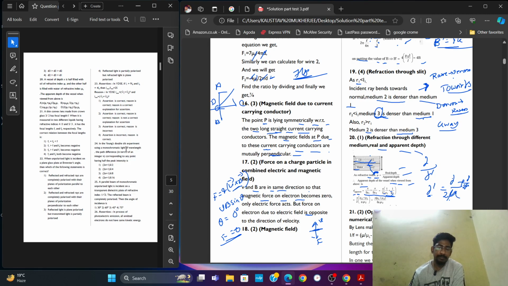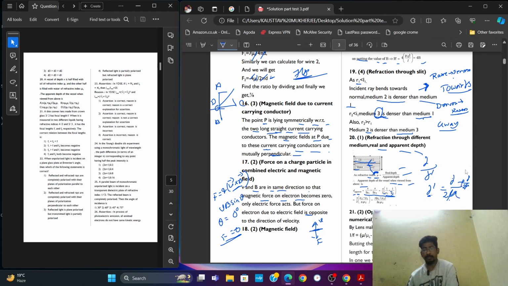This one is from the lens chapter. It's a thin convex lens made of glass whose refractive index is 3 by 2, with focal length f. When it is measured in two different liquids having refractive index 4 by 3 and 5 by 3, it has focal lengths f1 and f2. What is the correct relation between the focal lengths?